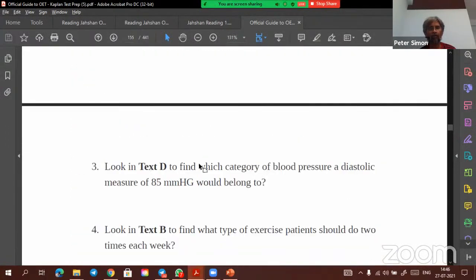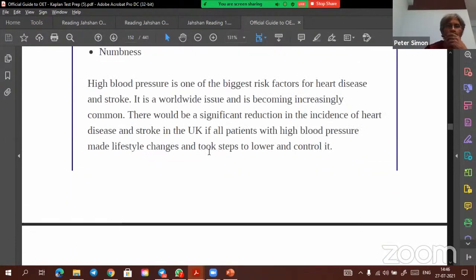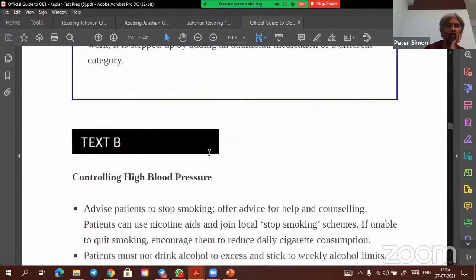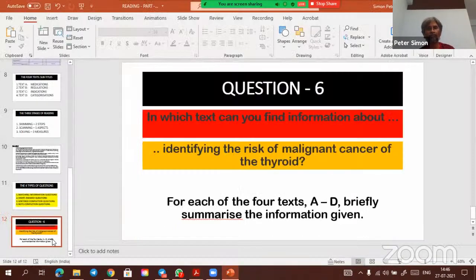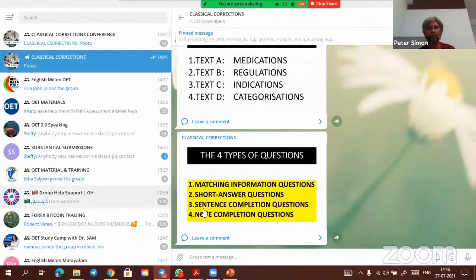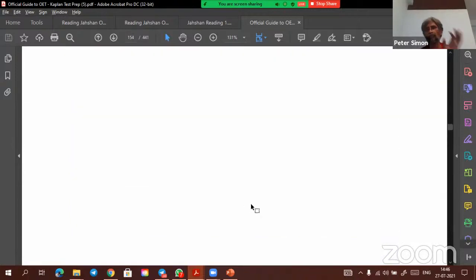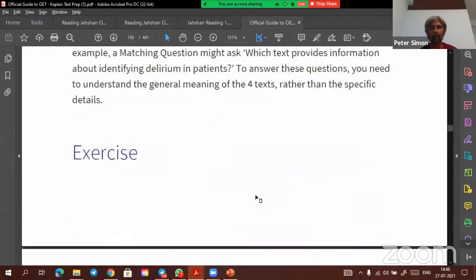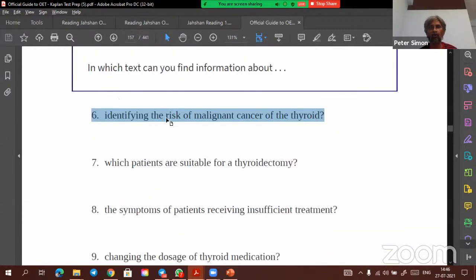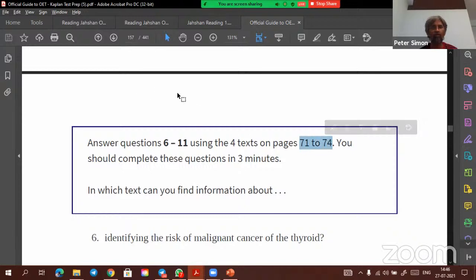What did he say? Malignant cancer of the thyroid. Okay, he has changed the question. Cancer. Now you can see here. Malignant cancer of the thyroid, where you should see the information on pages 71 to 74.